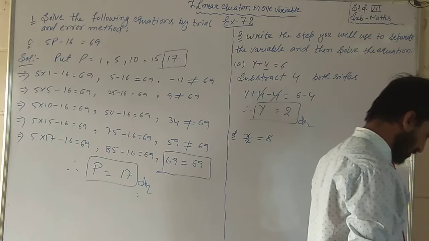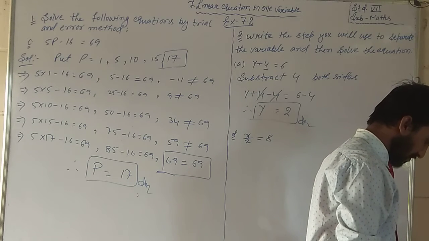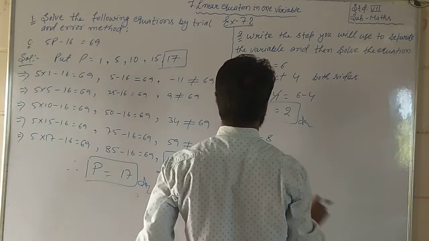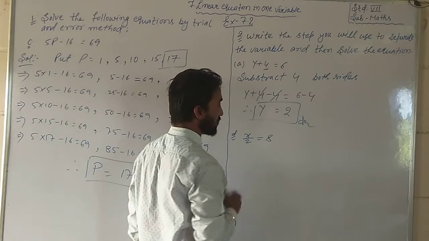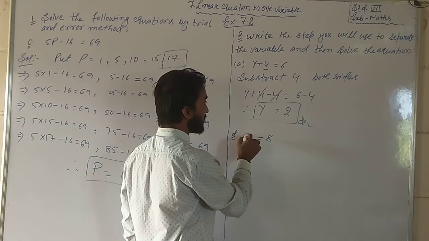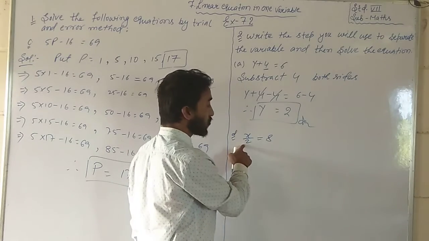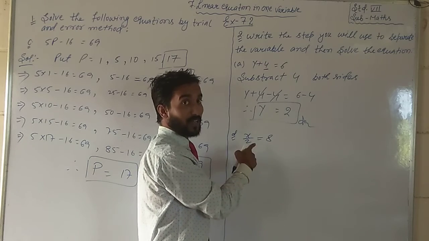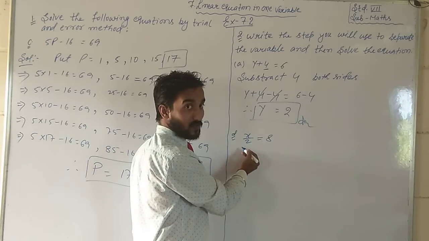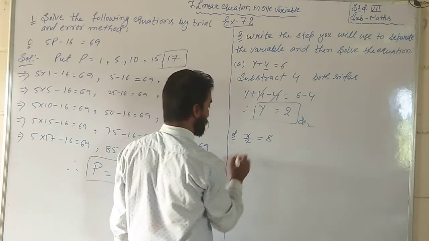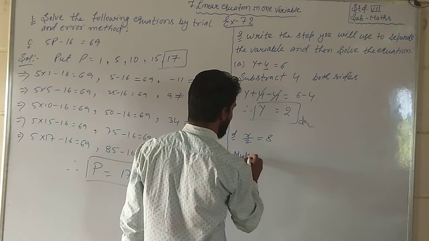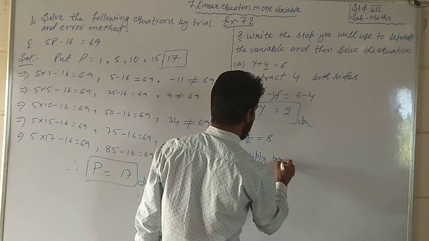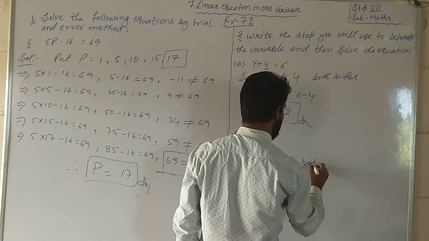Okay, students, I think you understood. We will discuss the next question. See, the next question, x by 2 is equal to 2. We have to find the value of x. To find x, we will eliminate the 2. What should we do? We should multiply, because it is already given in division. So when we multiply by 2, we eliminate it. So you can write here: multiply by 2 both sides.